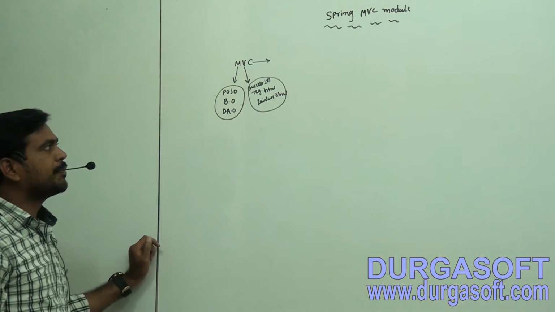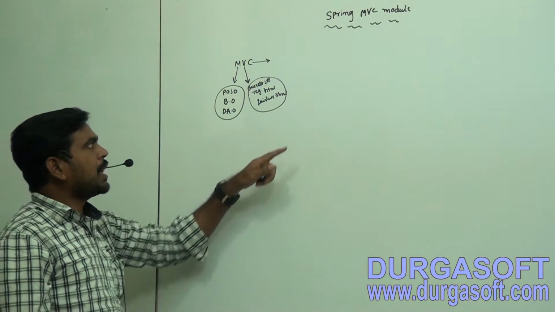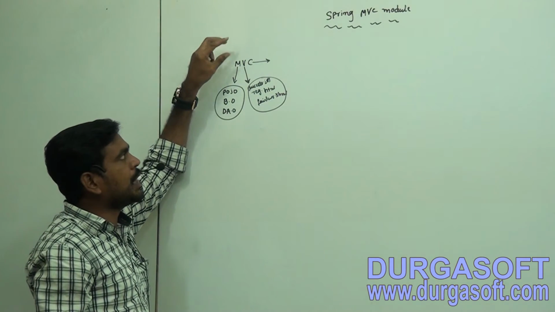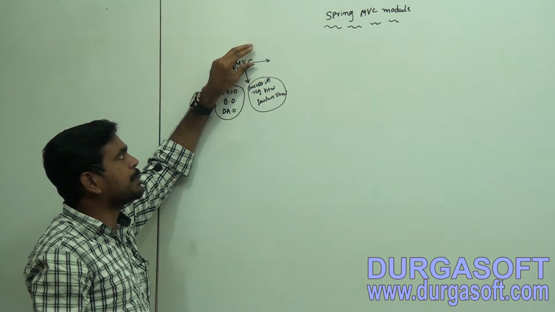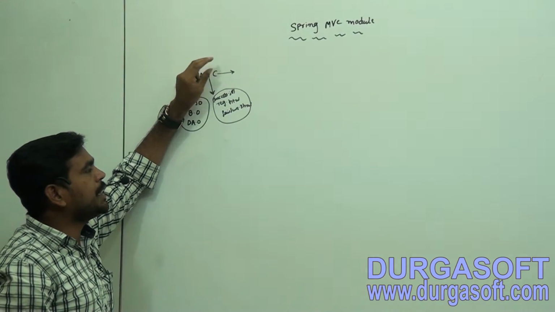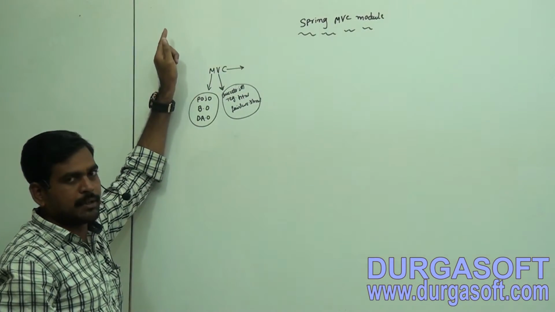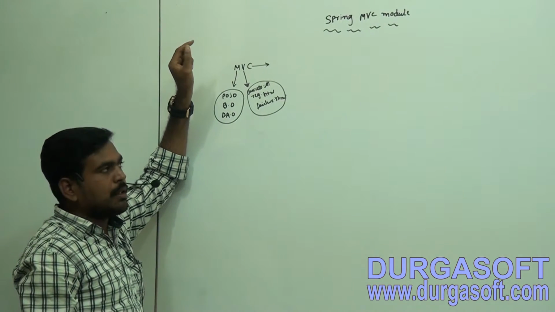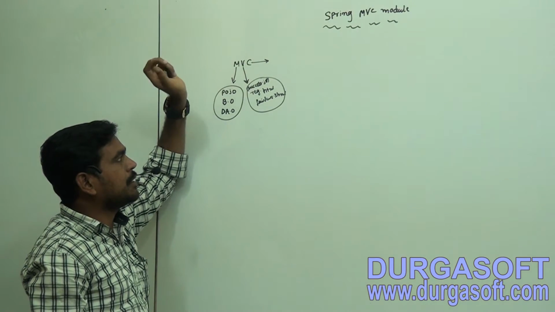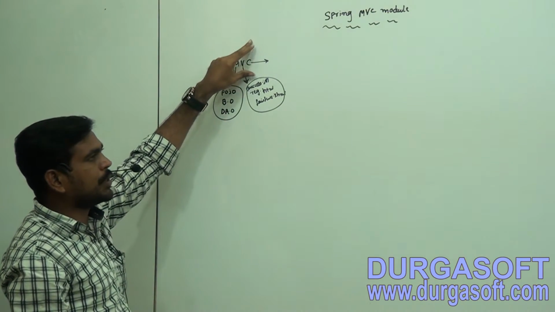Controller means the total flow is maintained by the controller only. The total flow means every request and response is taken care of by the controller, and it maintains the total flow of an application. That is nothing but a controller.